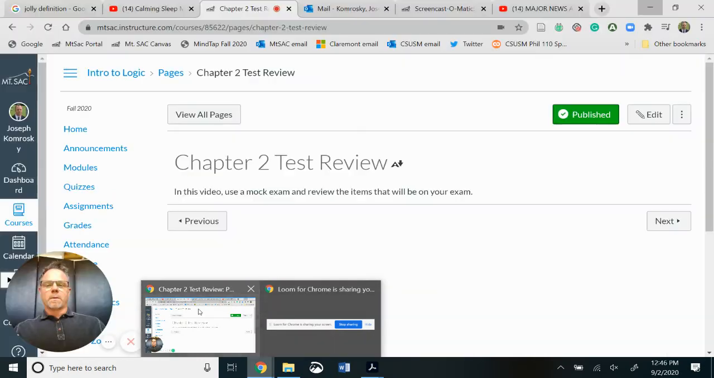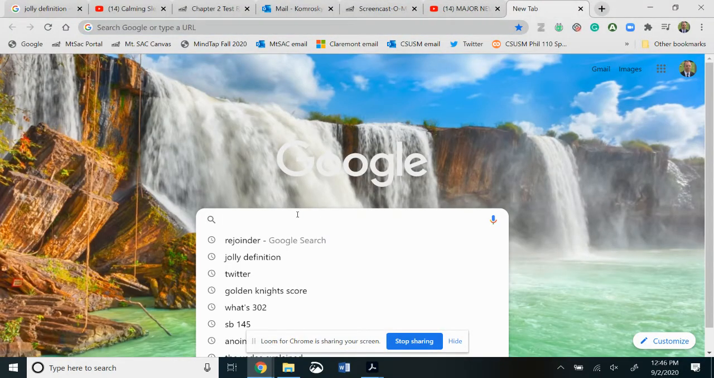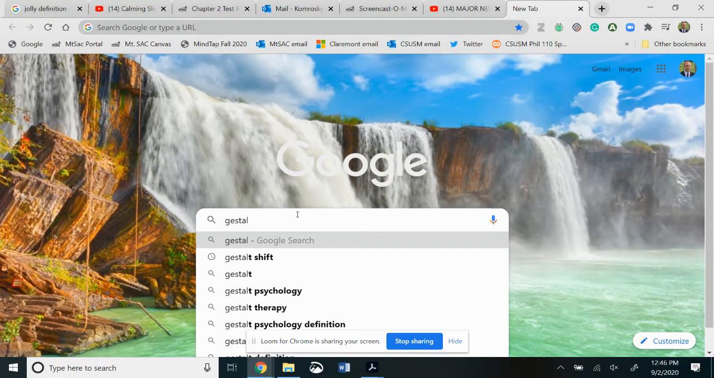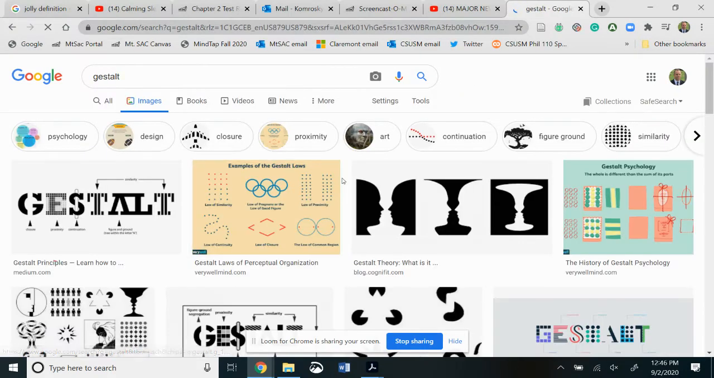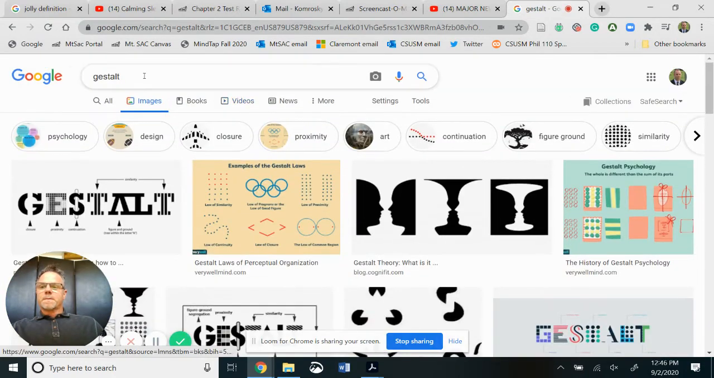In order to see this really well, and I do this with a lot of students, if you've never seen this before, this is amazing stuff. The Gestalt shift. So let me do this.